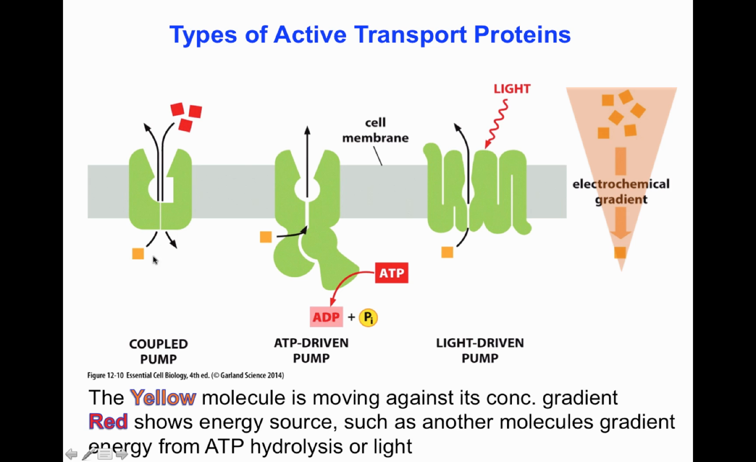So again, the yellowish orange square is moving against its concentration gradient, and the red molecules, either being the red squares, ATP, or light, are showing the energy source that is going to be used to power the movement of the yellow molecule. So it could be another molecule's concentration gradient, it could be ATP hydrolysis, or it could be light energy.